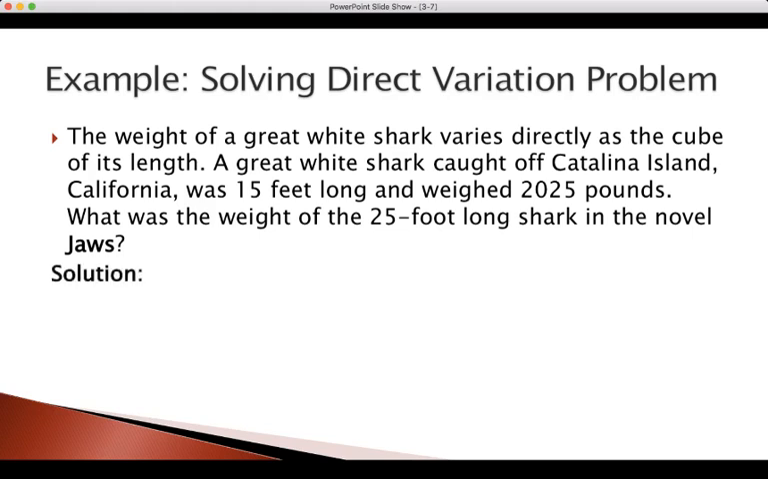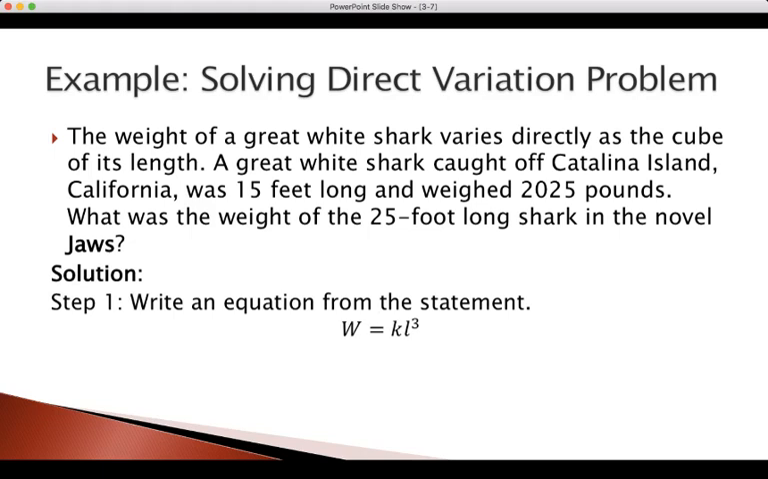So step 1, we need to equate the two variables together. So we come up with the equation W is equal to K L cubed, where W is the weight, L is our length, and K is our variation constant. Now, we reread that first sentence. It says the weight of a great white shark varies directly as the cube of its length. So that's why we have this third power here. We're raising L to the third power.